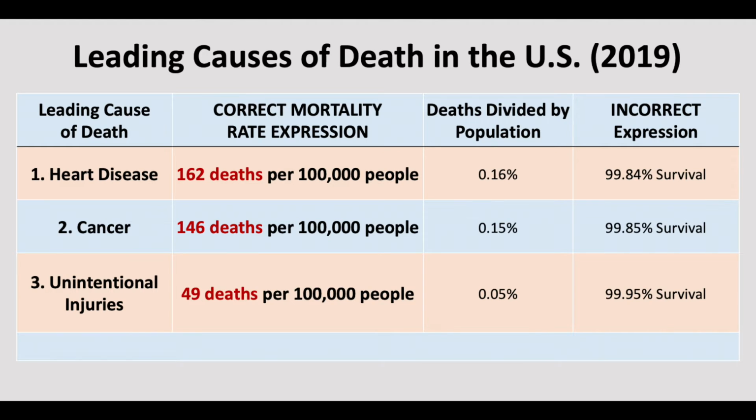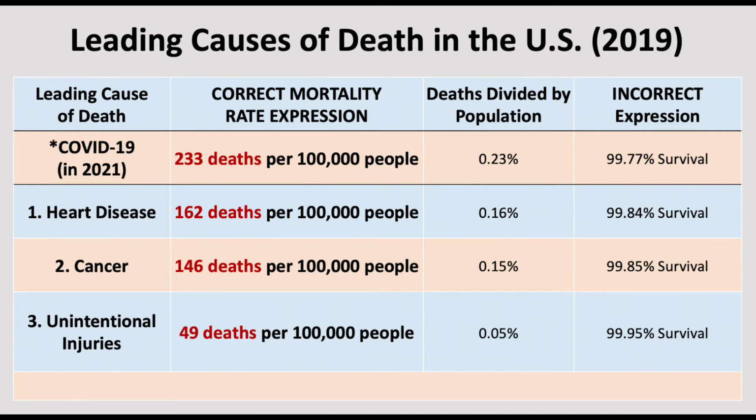When we look at the top 10 causes of death in the United States before COVID, we had heart disease as number one, responsible for approximately 161 deaths per 100,000 people. But if you divided that 161 by the 100,000 people, you would see a fraction of a percent and again a 99 point whatever percent survival rate, which is why it's incorrect to say that. The number two cause of death was cancer, at 146 deaths per 100,000 people. If you divided that again, you would get a fraction of a percent.